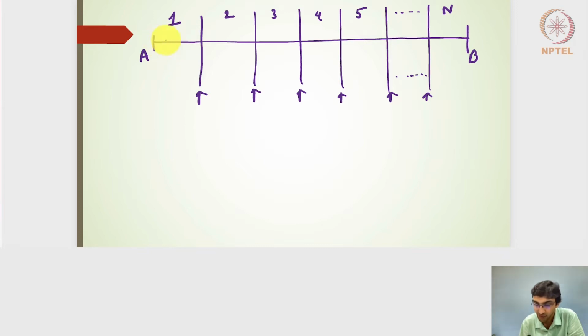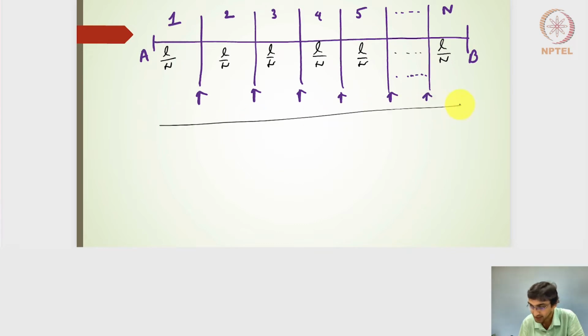Let's say it is equally divided, then I will have each segment with length L by N, and so on up to the last segment, also L by N. The overall length of the wire is L, and if I separate it equally into N segments, each segment's length is L by N. Let's say that the long wire is also characterized by RW and CW per unit length of the wire.